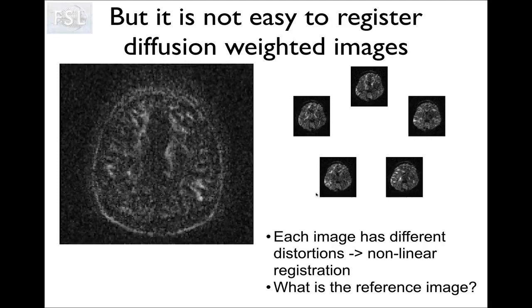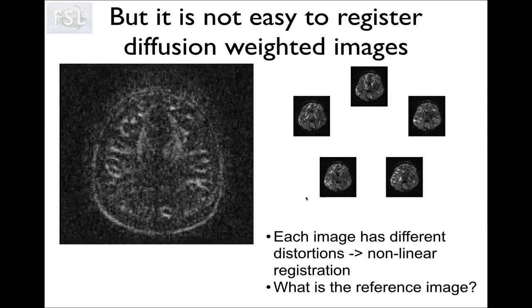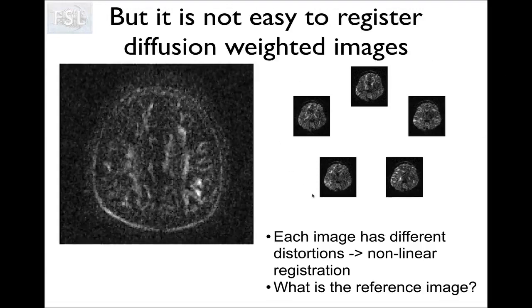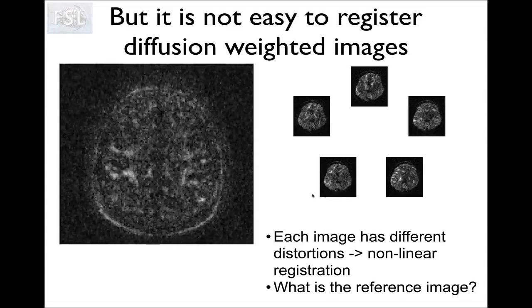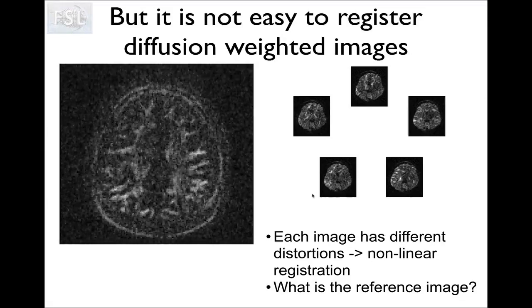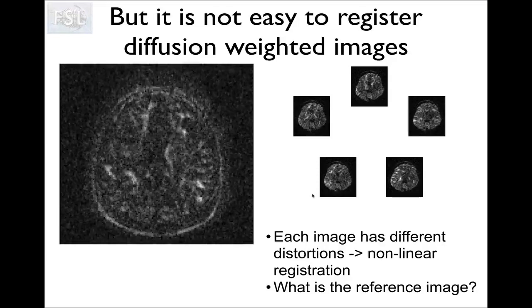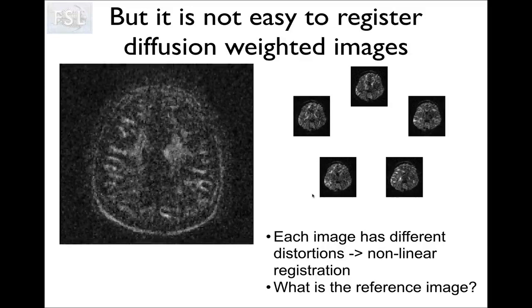And the other thing is that all of these images are distorted, or they have movements in them. Let's say distorted in this case. They're all distorted, but they're all distorted in different ways. So we don't actually have an image that is non-distorted. So what is the reference image? I mean, what is it we're registering to? So these are the problems. I'm now going to explain how eddy works to circumvent these problems.